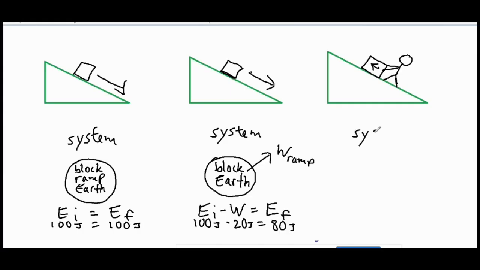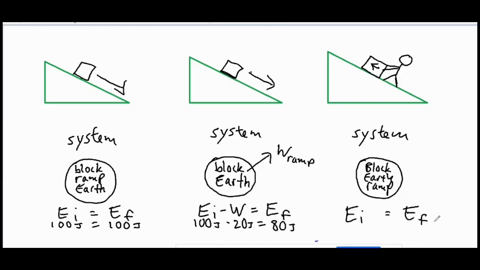Now for our final one, let's go ahead and take a look at our system one more time. In this case, I included a person applying a force pushing something up the ramp. So maybe we have the block, earth, and ramp in our system. And then we're going to have a certain amount of gravitational potential energy and kinetic energy at certain points of it. But if we take our initial energy and we set it equal to our final energy, it is actually going to be greater.